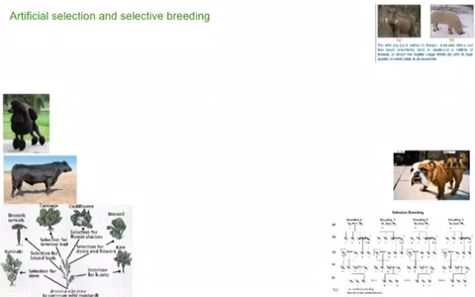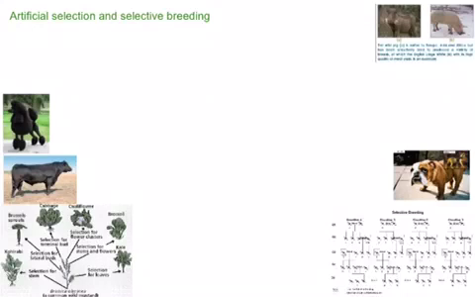This tutorial will focus on the difference between artificial selection and selective breeding, but also how the two are very closely related. Artificial selection, the very term, is meant to contrast with that other kind of selection that's part of the evolutionary process, which of course is natural selection.